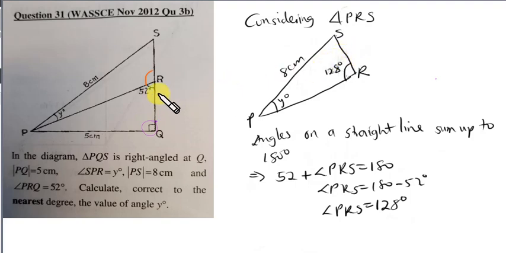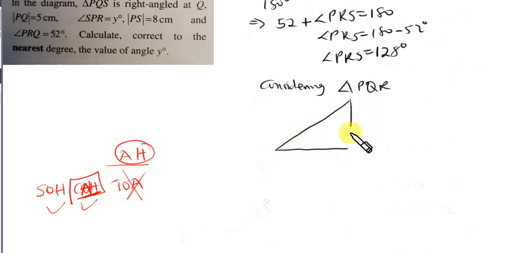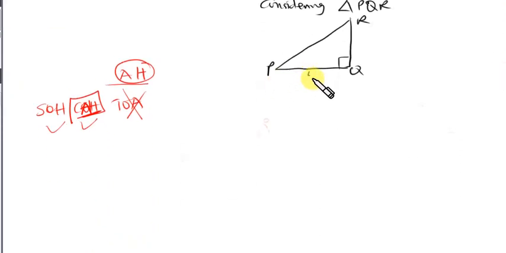Now I'm going to find the side. I'm going to consider this right angle triangle, PQR, to find the side. It's a very long way to go anyway. So considering triangle PQR: that is Q, that is P, and that is R. Triangle PQR has 5 centimeters here, and the angle at the top here is 52 degrees.